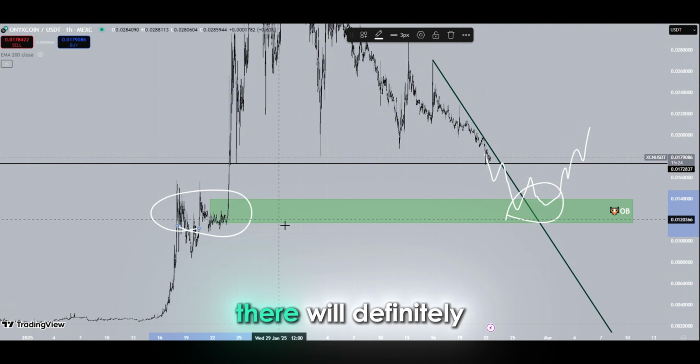In the RSI indicator, there is currently a clear descending trend. A descending trend typically indicates weak buying interest and continued selling pressure. If the price breaks this descending trend line in the RSI indicator, it could signal a change in market momentum and the start of an upward move.